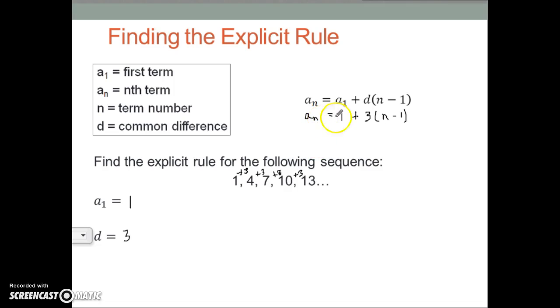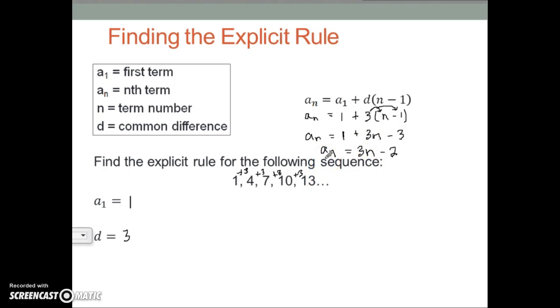Now to simplify, we want to use our distributive property, so multiply 3 times n, and then 3 times the minus 1, to get 1 plus 3 times n is 3n, 3 times the minus 1 is a minus 3, and then finally simplifying 1 minus 3, we get a minus 2. So our explicit rule that we have here, a sub n equals 3n minus 2. And how I got that minus 2? 1 minus 3 is a negative 2.